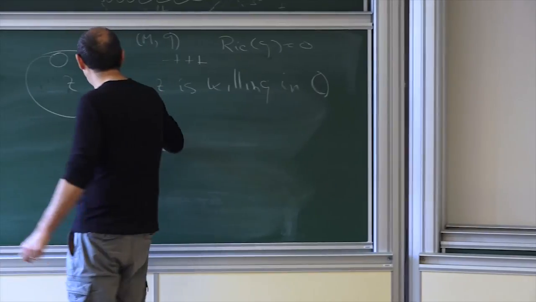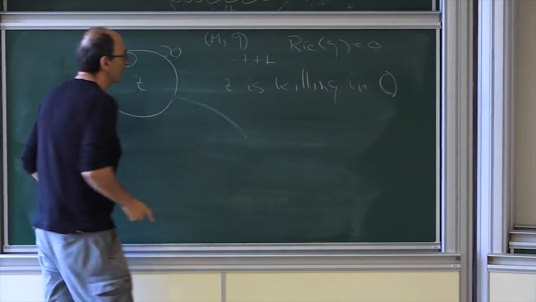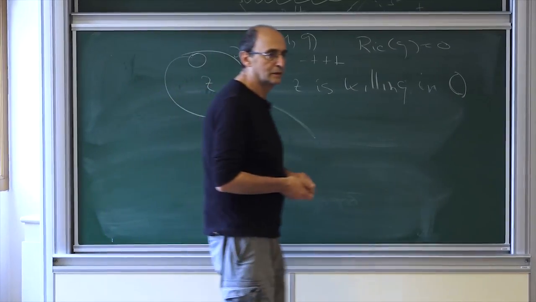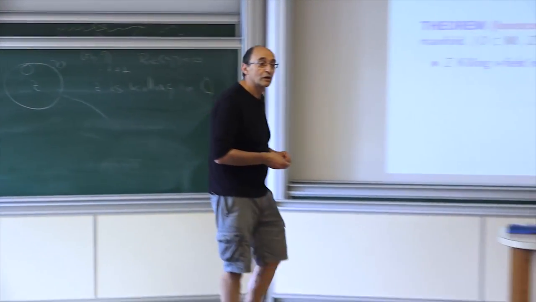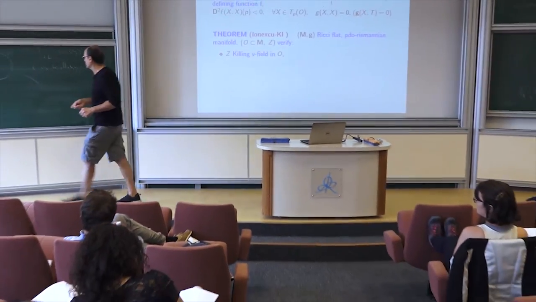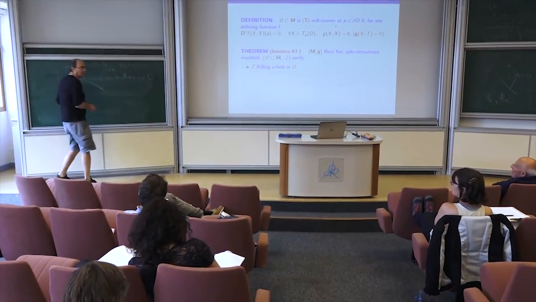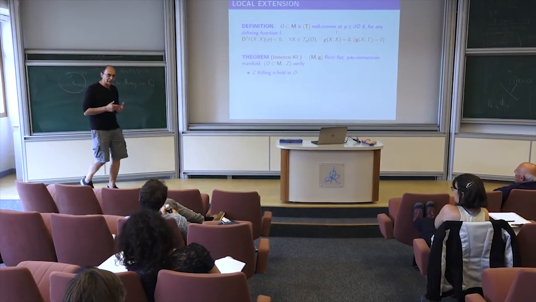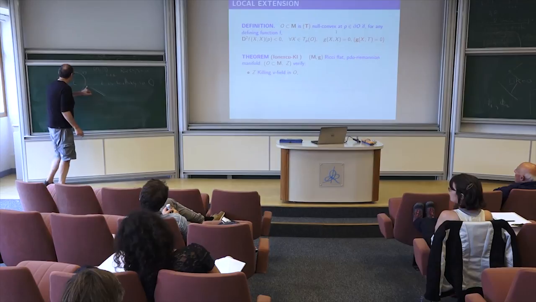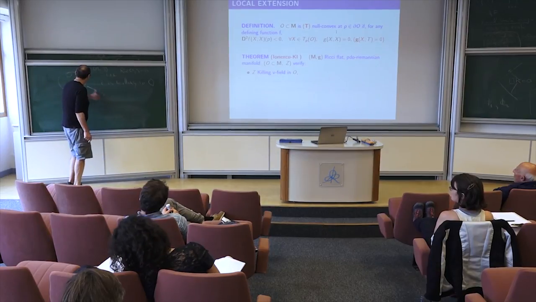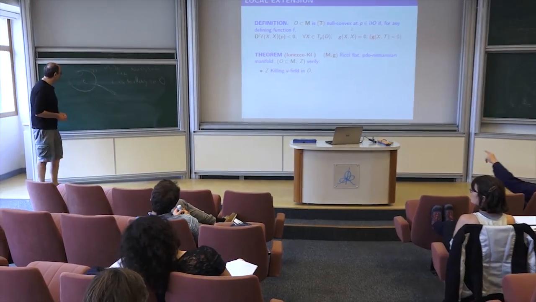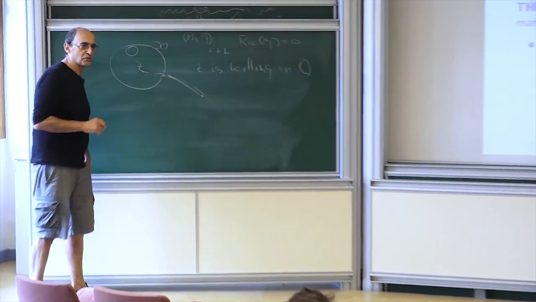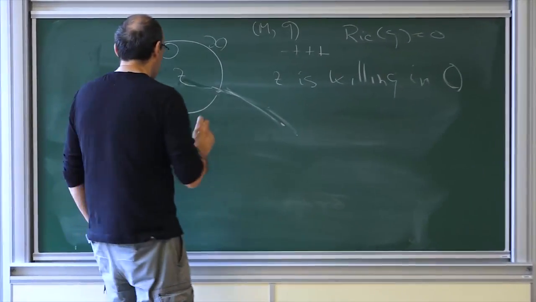But of course, if the manifold is smooth only, then... Yes, of course, I want Z to stay Killing. I want to extend it so that it's still Killing, obviously. Otherwise, of course, you can have lots of extensions. But I want a Killing extension. So, okay, so the question is, what can you do now in the smooth regime, in the non-analytic regime? So, of course, the results are going to be much more restrictive, but interesting in the following sense.